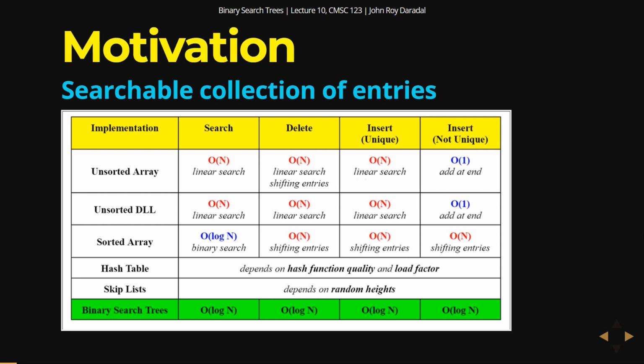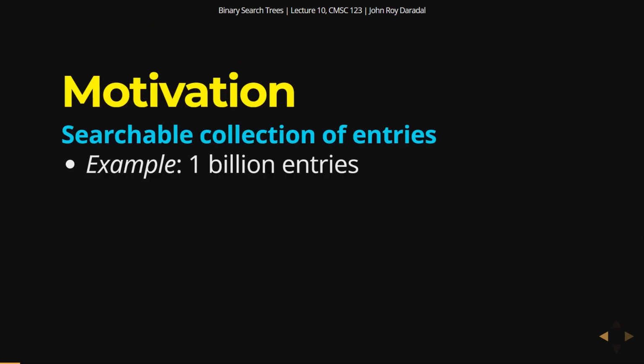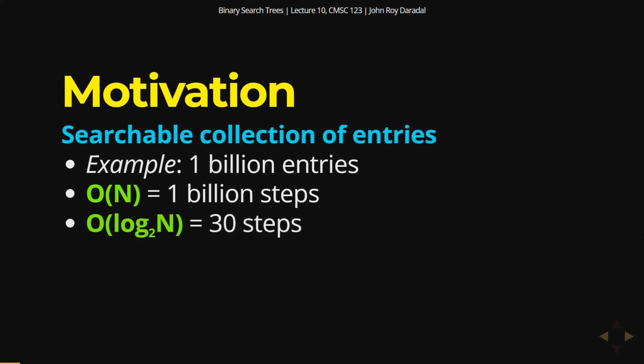Now, why is it important to have log n time? Let's say that you have a billion entries already in your collection. If you have linear time, then of course you also have 1 billion steps every time you do an operation, at the worst case. But if you have log n time base 2, then you only need 30 steps. So you can see the big disparity between a billion steps and just 30 steps.